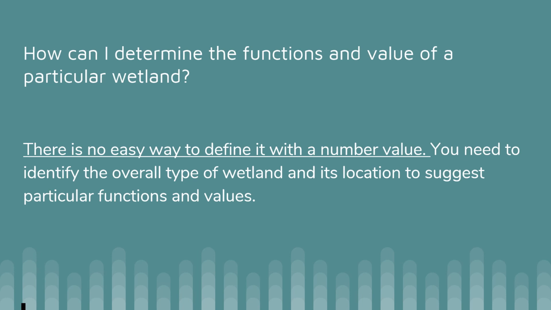There's no easy way to define constructed wetlands by numerical value. You need to identify the overall type of wetland and its location, and that can suggest particular functions and values. But knowing overall wetland type will not provide a detailed picture of function or values. The most common method for assessing individual functions and values is to visit the wetlands and assess possible functions on a function-by-function basis based upon observed characteristics of the wetland and surrounding lands and waters.